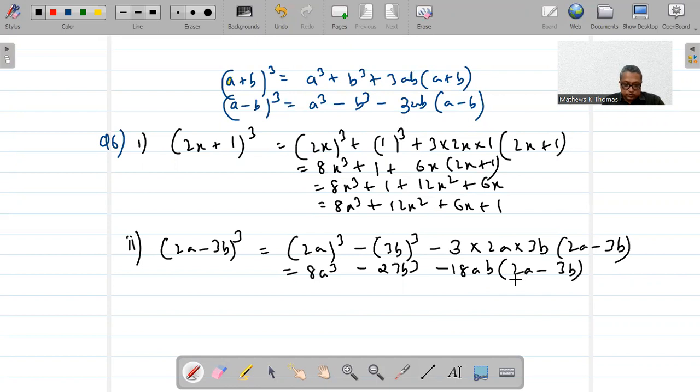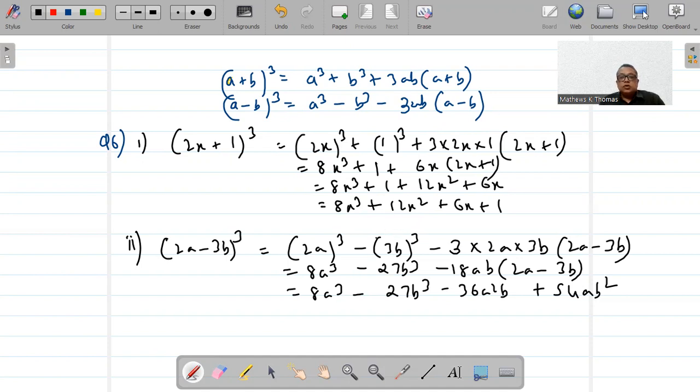Now all you have to do is open the bracket to get the final result. So answer will be 8a cube minus 27b cube. Open the bracket. 18 into 2 will give me 36. So that's going to be minus 36a square b, and here there's a negative, that will become positive, 54ab square. So this will be the answer to the second part of question number 6.